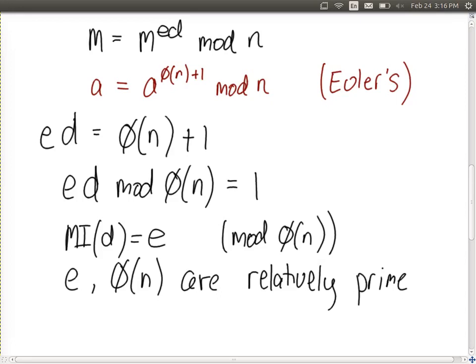Where is this leading us? This is leading us to why the key generation steps are as they are. That is, we must choose an E which is relatively prime with the totient of n, and then we calculate a D.